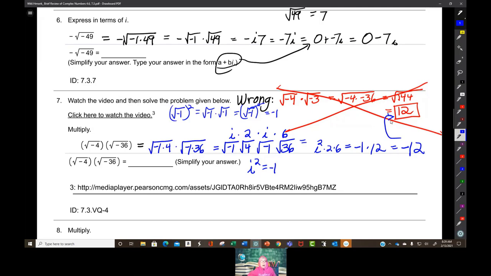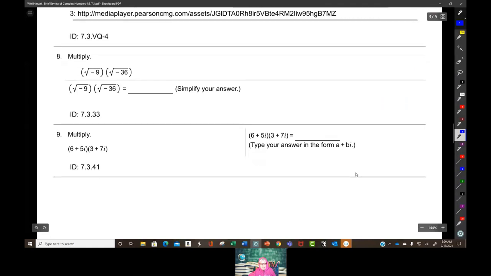Okay, moving on. We're going to do this the same way. This will be the square root of negative 1 times 9 times the square root of negative 1 times 36. That'll be the square root of negative 1 times the square root of 9 times the square root of negative 1 times the square root of 36.